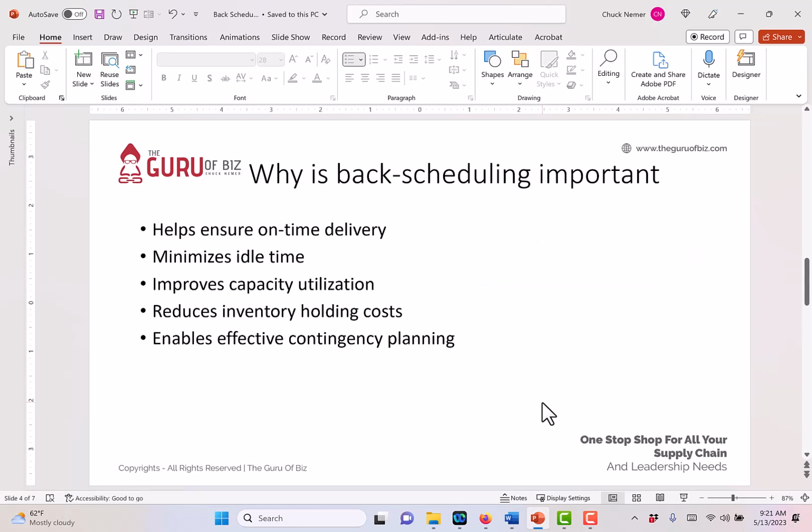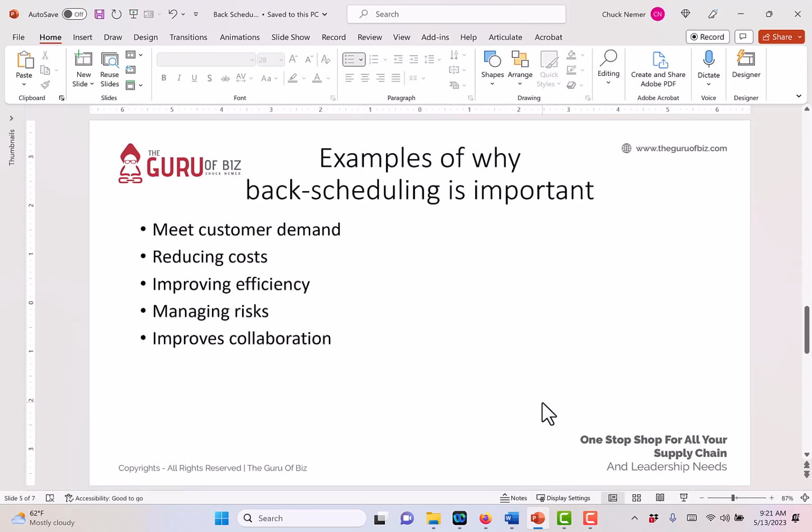So if we go forward then and look at some examples here, we see in these same areas, from a customer demand standpoint, I can plan production based on the anticipated demand date for the product, which is going to help me reduce inventory and reduce costs. From an efficiency standpoint, by working backward from the desired delivery date, I can identify bottlenecks and delays in the production process, which allows me to optimize the process and make sure everything's completed on time.